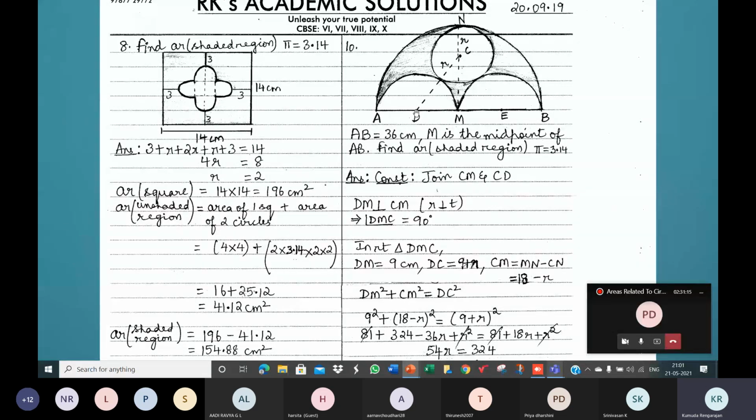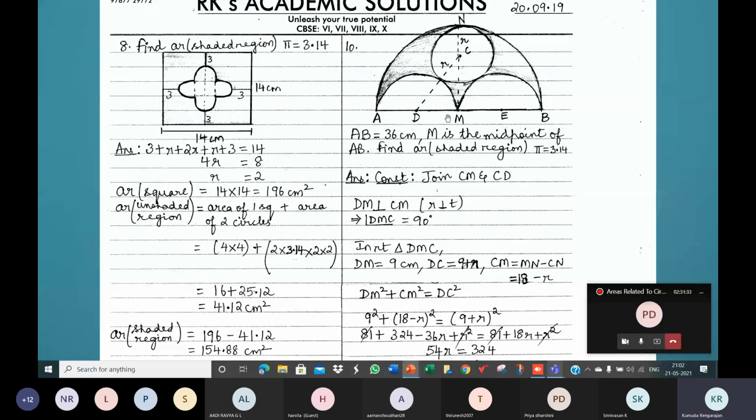So see here for now, DM is the radius, and M is the point of contact. This is the tangent. M is the point where the tangent touches the circle. So from the tangent to the radius, it is 90 degrees.